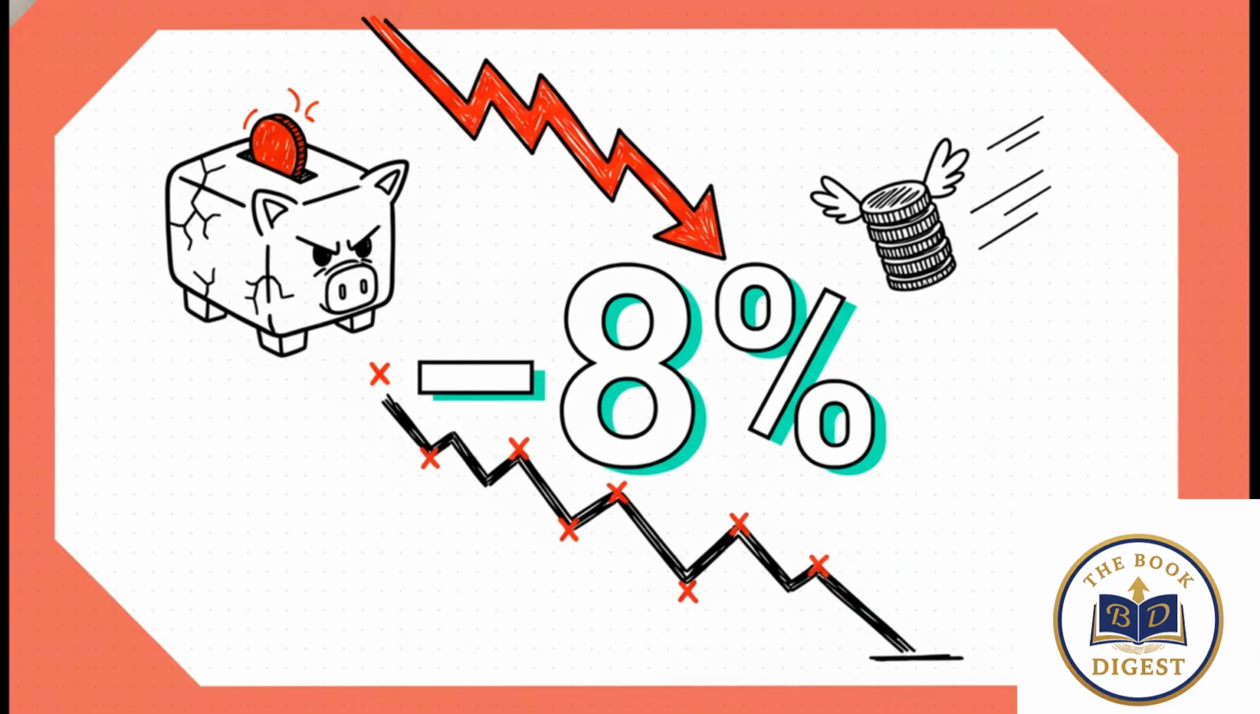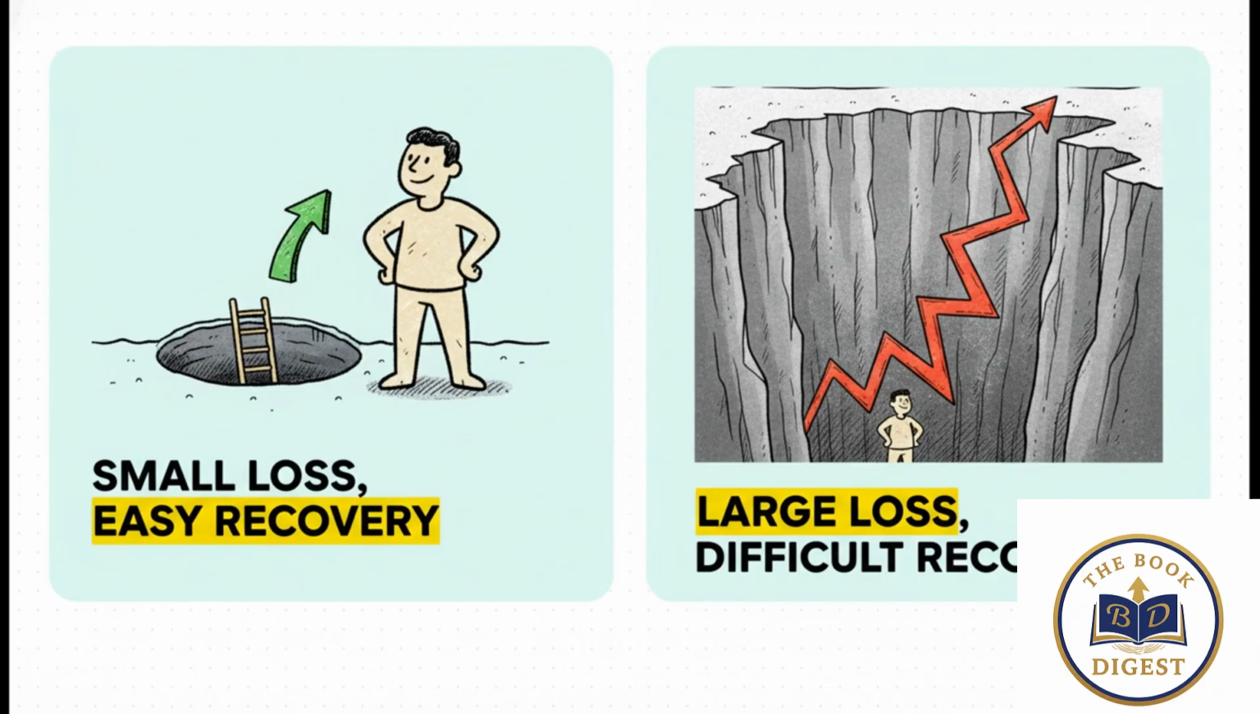And the rule couldn't be simpler. No exceptions, no second-guessing, no crossing your fingers and hoping it'll come back. If a stock drops 8% below what you paid for it, you sell. End of story. And the reason he's so strict about this, it all comes down to some very simple and very unforgiving math. Look, an 8% loss is painful, but it's manageable. You only need about a 9% gain to get back to where you started.